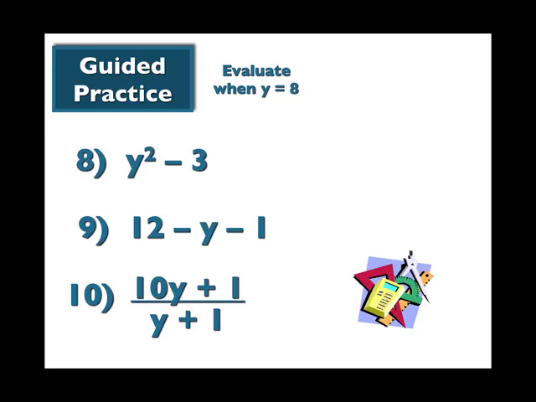And the final problem, which has the fraction bar: 10 times 8 is 80, plus 1 is 81. The numerator is 81. 8 plus 1 makes 9. The denominator is 9. 81 divided by 9, the correct answer would be 9.